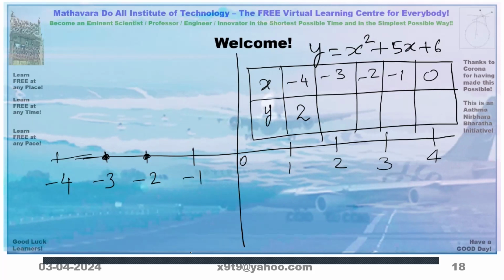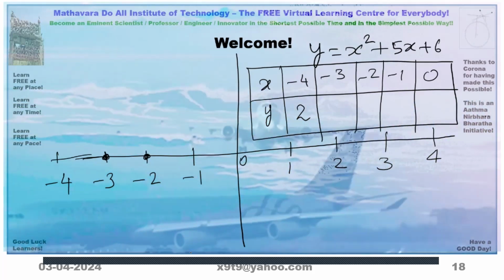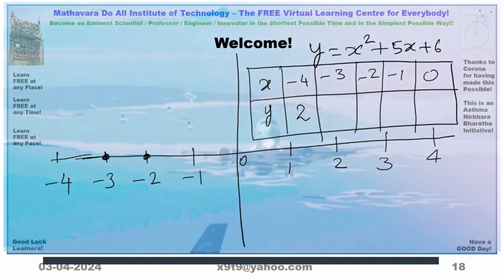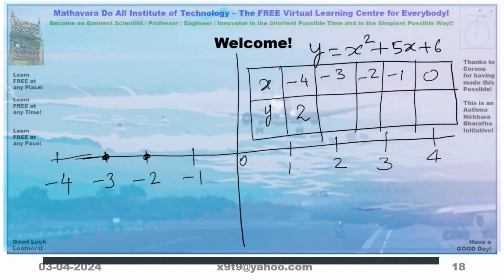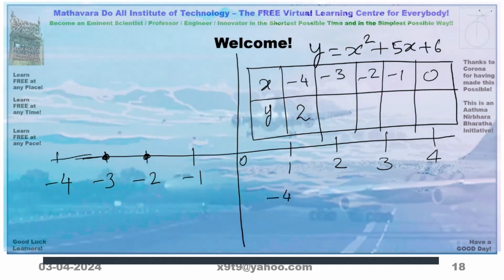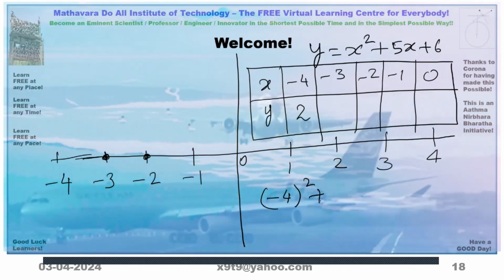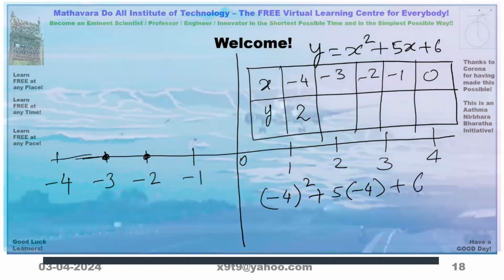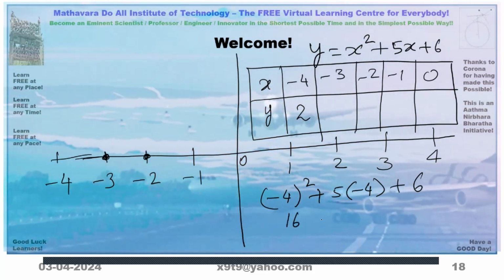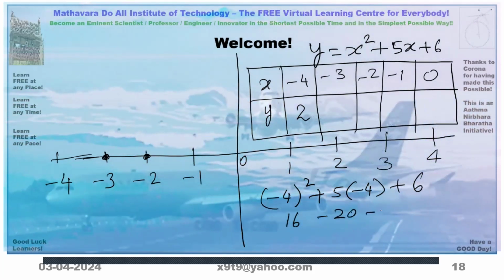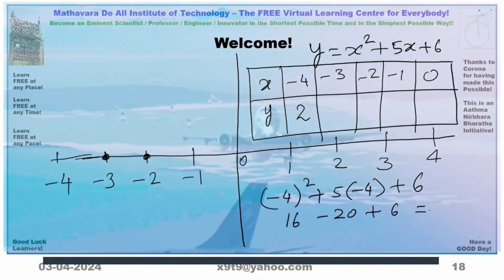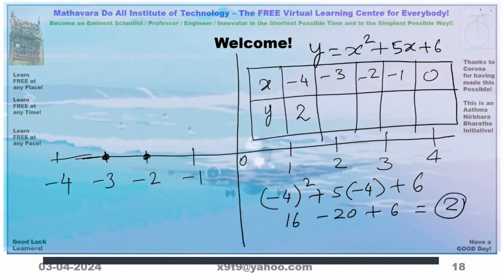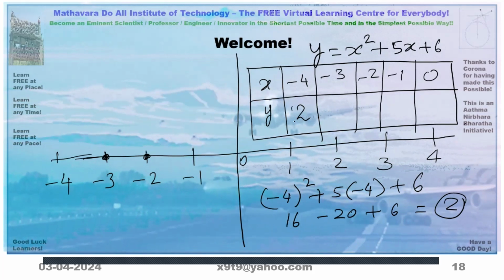Are you able to follow? Oh wait, could you repeat? For the y value, for x you substitute minus 4. So minus 4 whole square plus 5 into minus 4 plus 6. So this is 16 minus 20 plus 6. Minus 20 plus 6, that will become 2. Okay, yeah, that's correct. So write that 2 here.